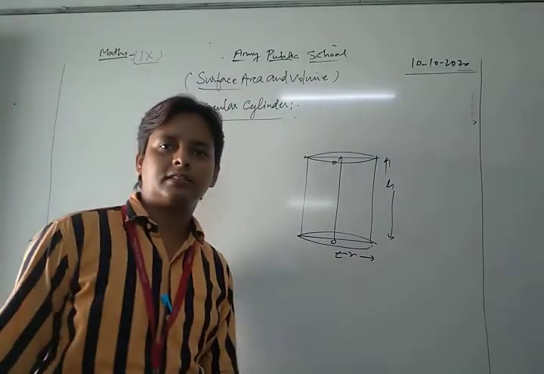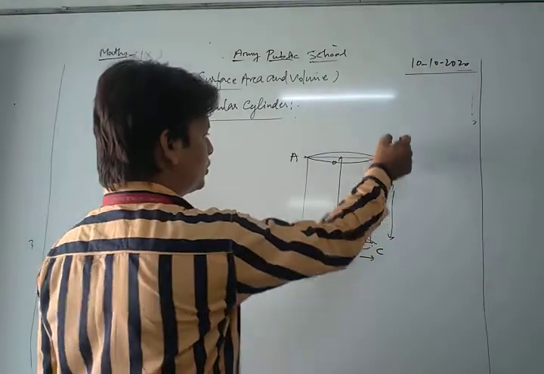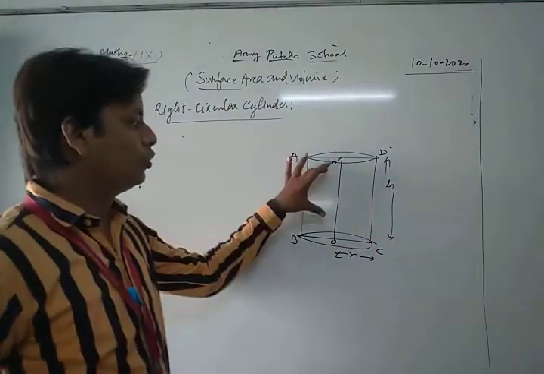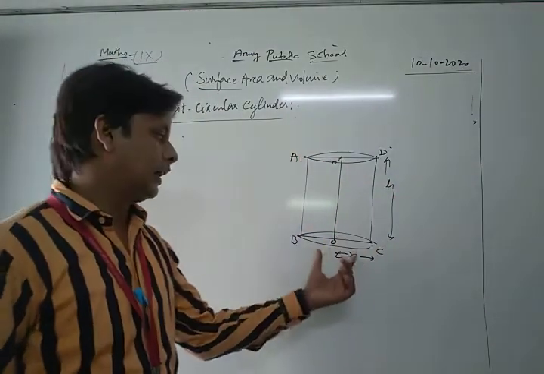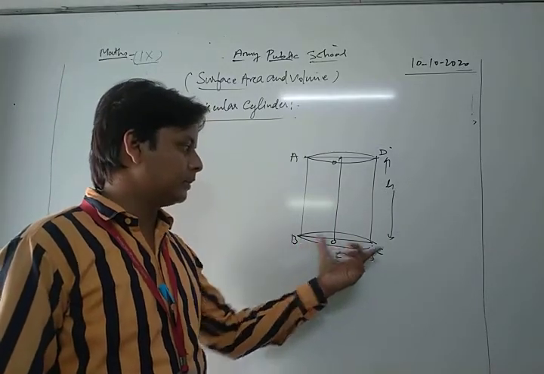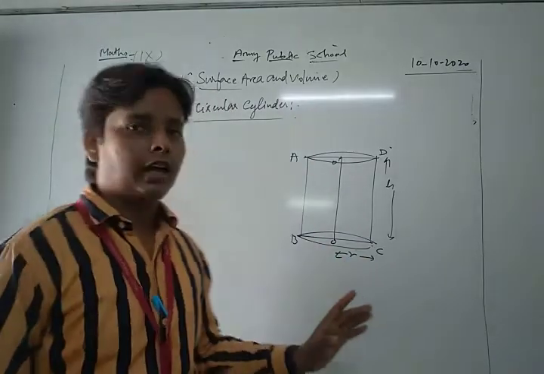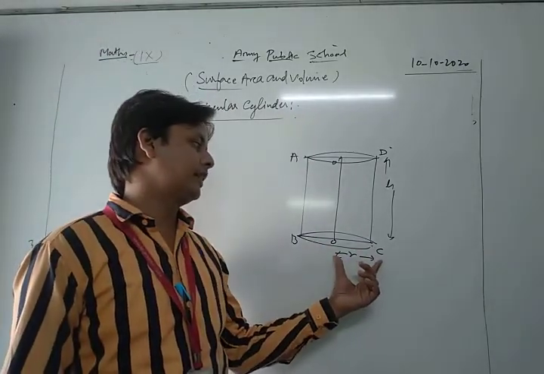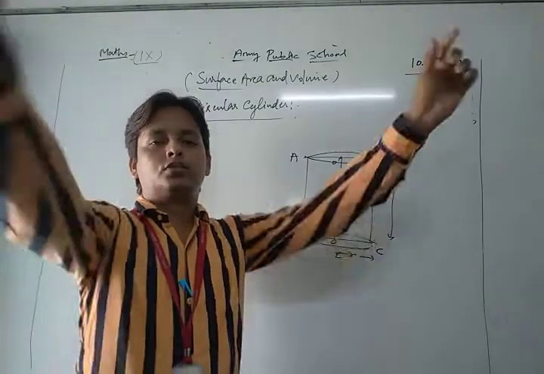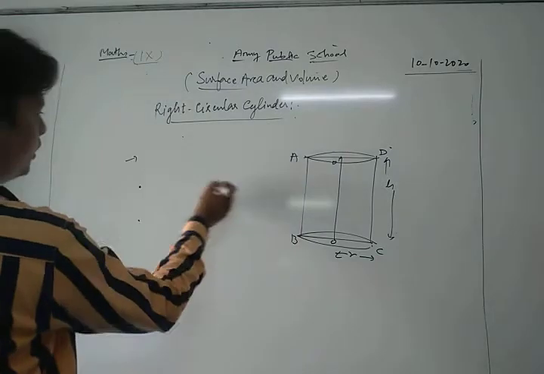Okay, this is the right circular cylinder ABCD, in which OO dash is the height of the cylinder, and BC is the base of the cylinder, and AD is the top of the cylinder, and here the radius of the base of the cylinder is R. So there are some important formulas related to the cylinder. Let's see, first formula, volume of the cylinder.